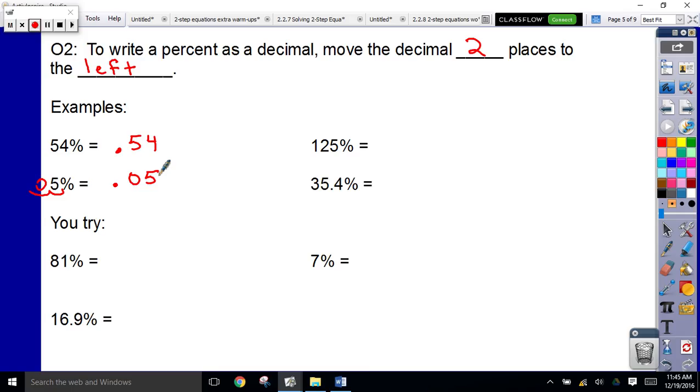Okay, how about 125%? Cheyenne? Good, 1.25. How about 35.4%?